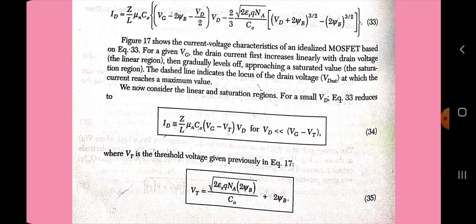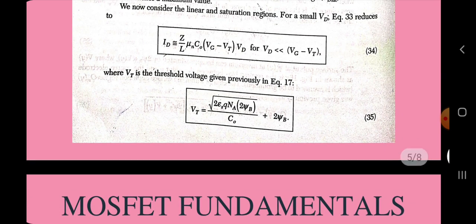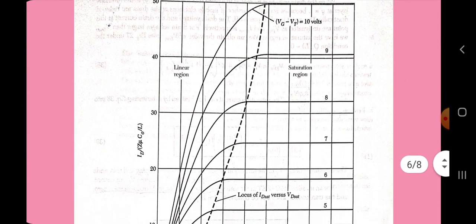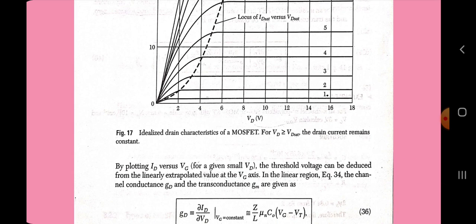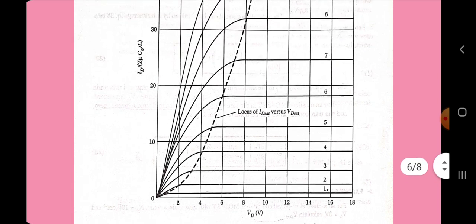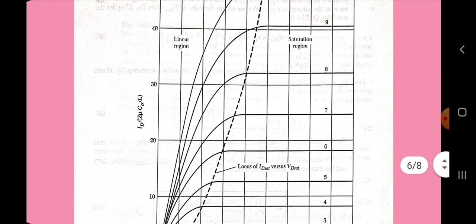The equation reduces to Id is nearly equal to Z by L mu n C0 (Vg minus Vt) Vd, for Vd very much less than Vg minus Vt, where Vt is the threshold voltage given by Vt is equal to under root of 2 epsilon s Qna 2 psi b divided by C0 plus 2 psi b. So here we have this figure, which gives us the idealized drain characteristics of a MOSFET. For Vd greater than Vd sat, the drain current remains constant, as we have shown in this diagram.